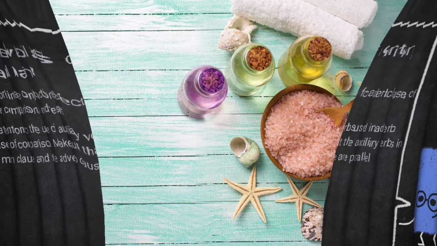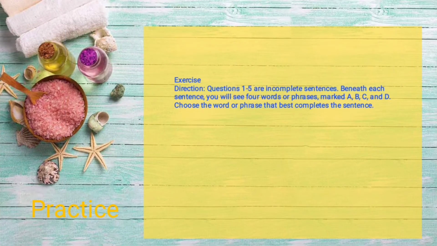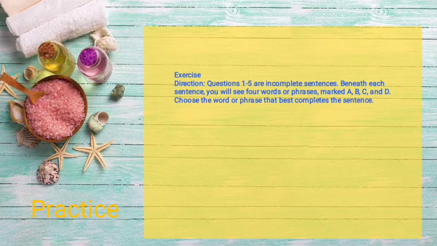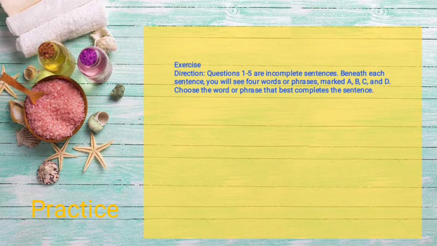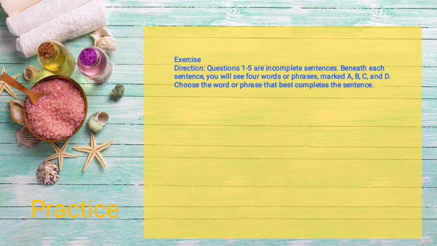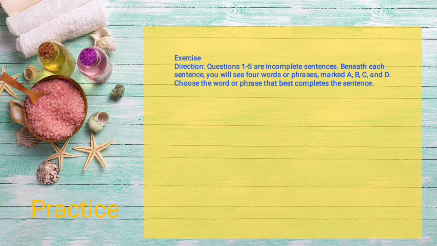Now we are going to do the exercise. Directions: Questions 1 to 5 are incomplete sentences. Beneath each sentence, you will see 4 words or phrases marked A, B, C, and D. Choose the word or phrase that best completes the sentence.